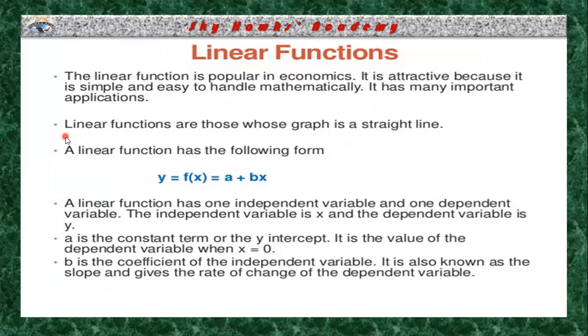A linear function has the following form: y equals, f(x) is equal to a plus bx, and then a linear function has one dependent variable and one independent variable. The independent variable is x and the dependent variable is y. A is a constant term or the y-intercept. It is the value of the dependent variable when x is equal to 0. B is the coefficient of the independent variable. It is also known as the slope and gives the rate of change of the dependent variable.